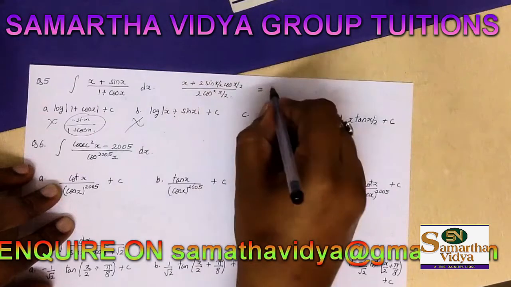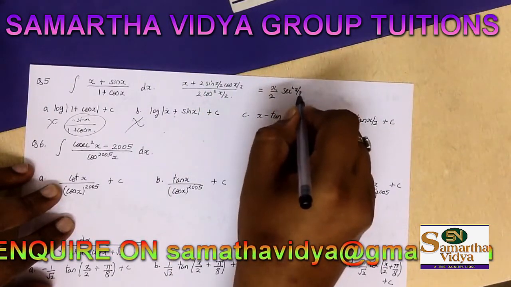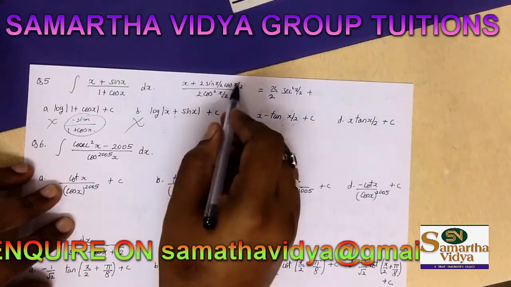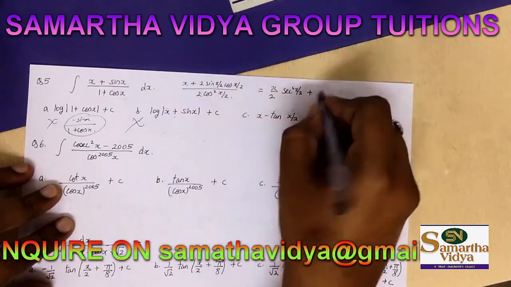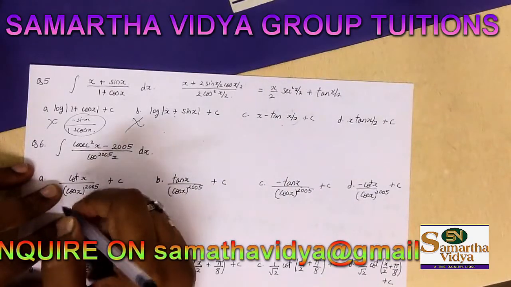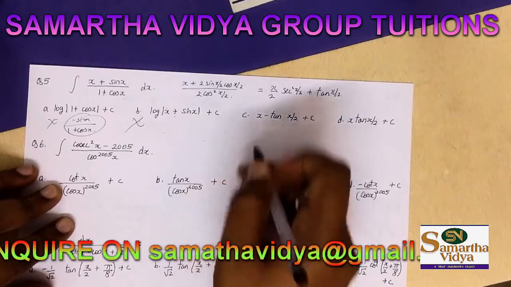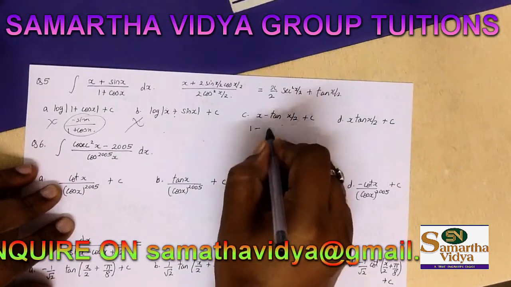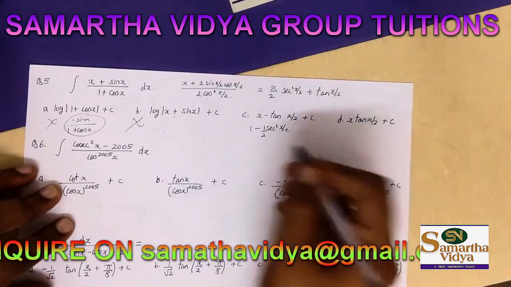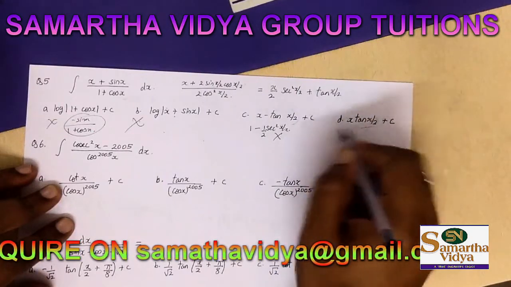So it becomes x by 2 times sec square x by 2, plus, with this term, the 2 gets cancelled and the cos gets cancelled, so that becomes tan x by 2. This is the term which we are getting. Now I can take the derivative. If I take the derivative of this, I'll be getting 1 minus sec square x by 2, and x by 2's derivative is half. So it's obviously not the option. So the only option remaining is D.